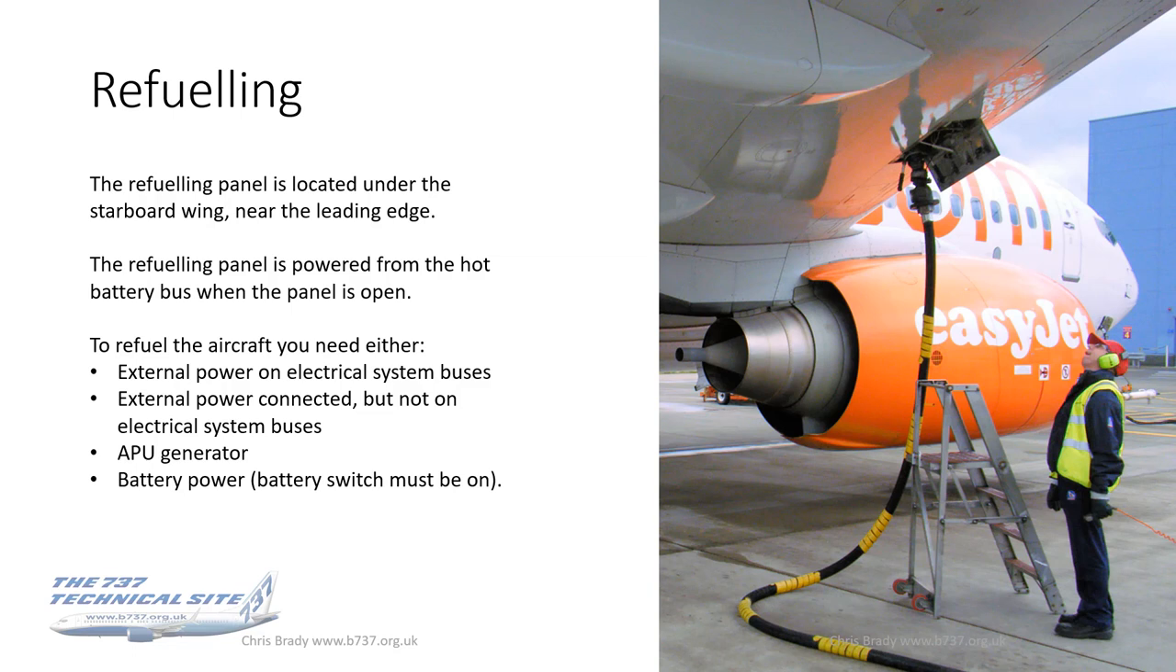To refuel the aircraft, the power for the panel is one thing, but to refuel it, you need either electrical power on the buses, as you'd expect, ground power connected, but not necessarily on the buses, APU generator running, or battery power with the battery switch on. So there are actually different electrical requirements for just using the panel and refueling, but they're all quite low requirements, if you get what I mean. So fueling can possibly happen when the crew aren't there.